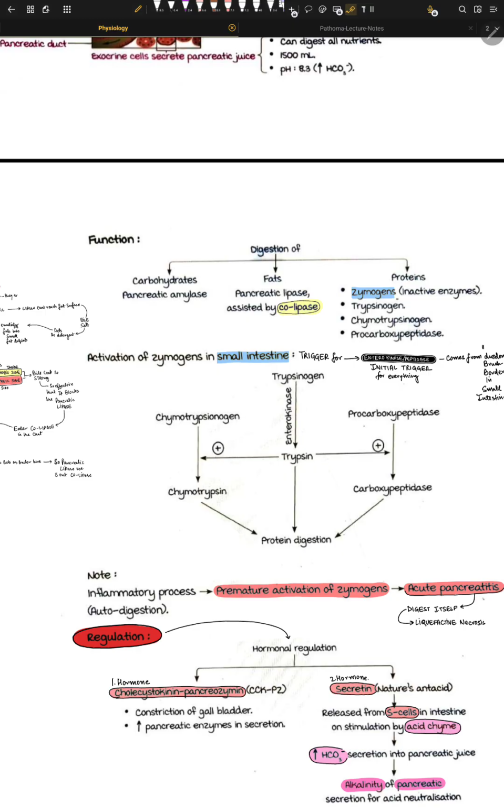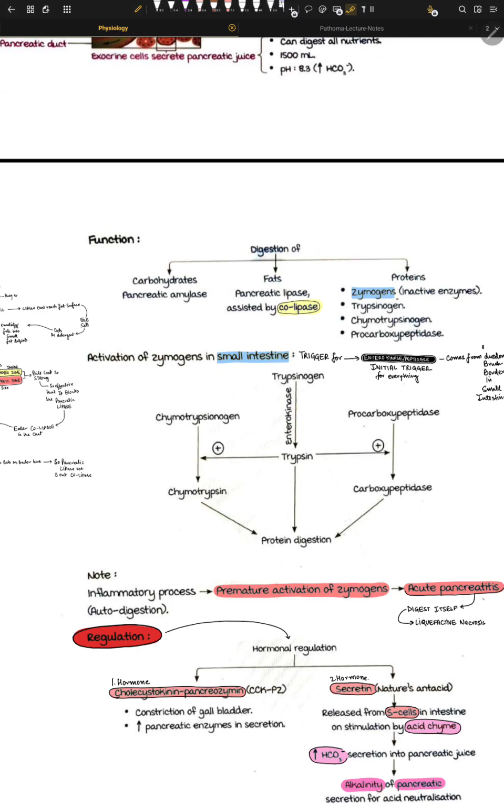Protein is digested by things called zymogens. Zymogens are inactive enzymes. Why are they inactive? Because they are dangerous as hell. If they get activated in serum, in your blood, they will digest away all the protein that is bound to your essential compounds like calcium and T3. So what are these zymogens? We have three types.